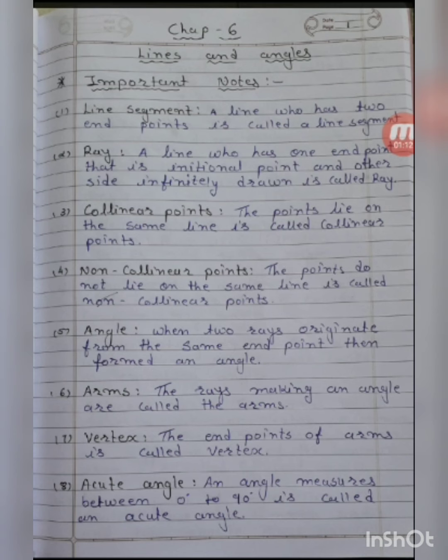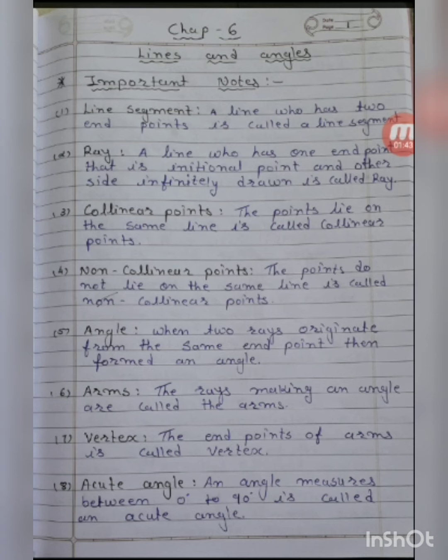Angle. When two rays originate from the same end point, an angle is formed. We know a ray has one initial point. So here we can say that when two rays originate from the same point, an angle is formed. Arms: the rays making an angle are called arms. Vertex: the end point of the arms is called the vertex.